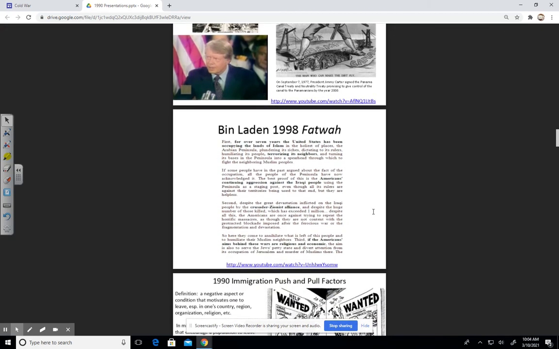1998, Osama bin Laden would write his declaration of war, or his fatwa, arguing why he is going to declare war on the United States. And one of the arguments he uses is the treatment of the Iraqi people. So he had to view himself as a defender of the Muslim population, and in this case, as well as the Iraqi people.